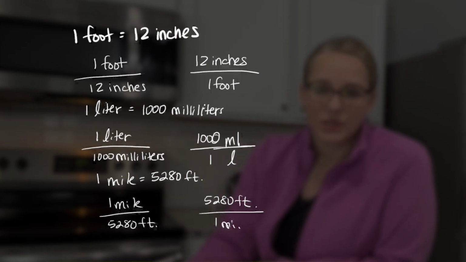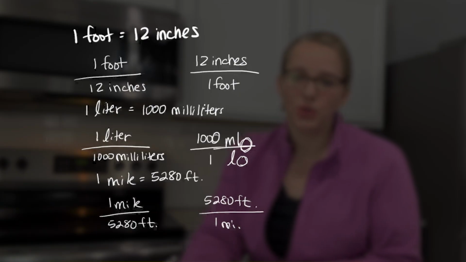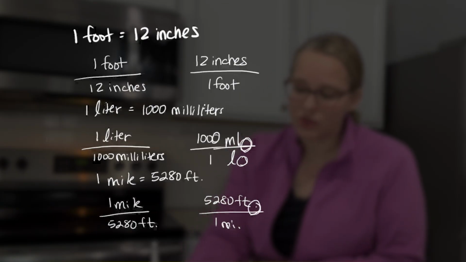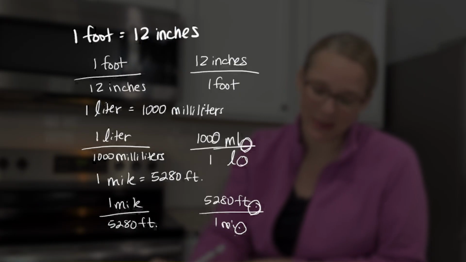So I want you to notice something here. I didn't put periods here. After abbreviations for metric system measurements, you don't use periods. After abbreviations for English system measurements, you do. It's another quirky thing about the difference between those two. So just something to remember.